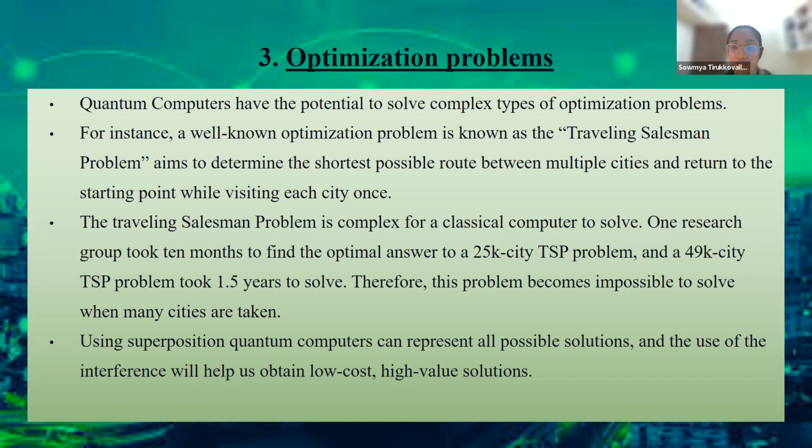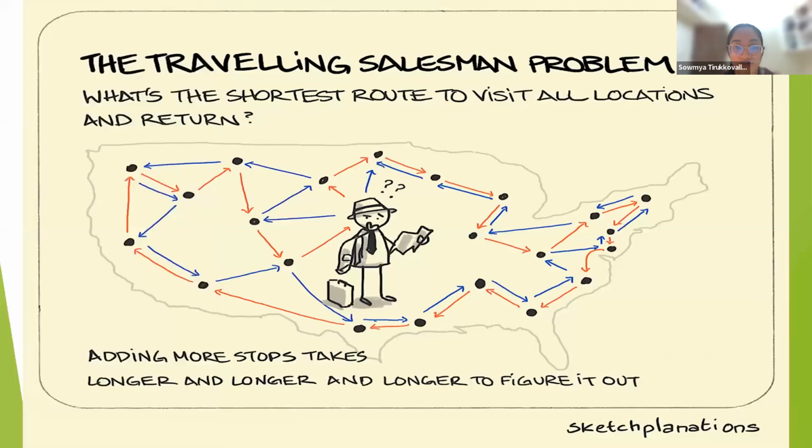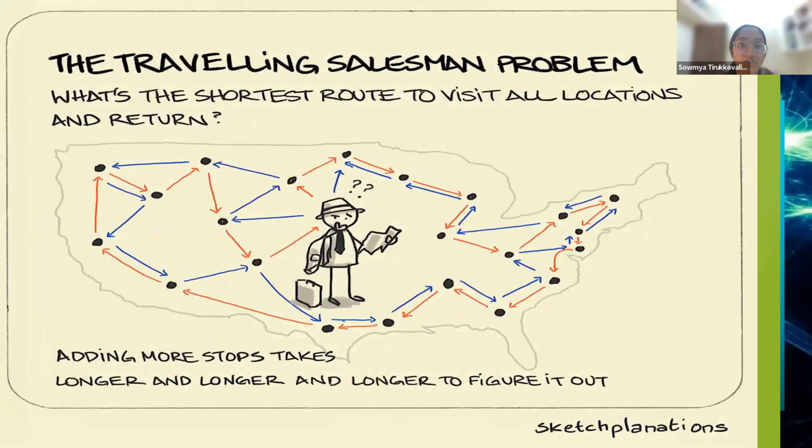Using superposition, quantum computers can represent all possible solutions. Thus, the use of interference will help us obtain low cost and high value solutions. This illustration shows that adding more stops takes longer and longer to figure out. So yeah, quantum computers could help us solve optimization problems.